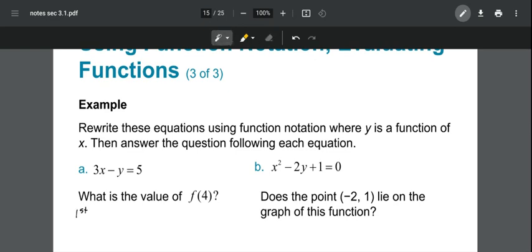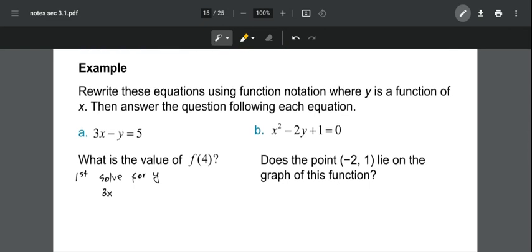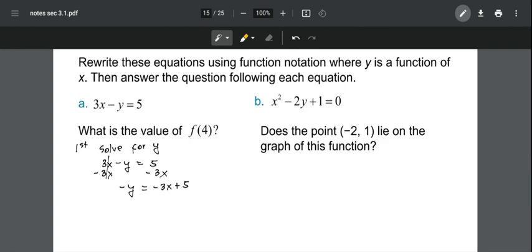So first, solve for y. We take the equation 3x minus y equals 5 and isolate y. So we subtract 3x from both sides. We have negative y equals negative 3x plus 5, and then divide each term by -1. Okay, so now we have it: y is equal to 3x minus 5.